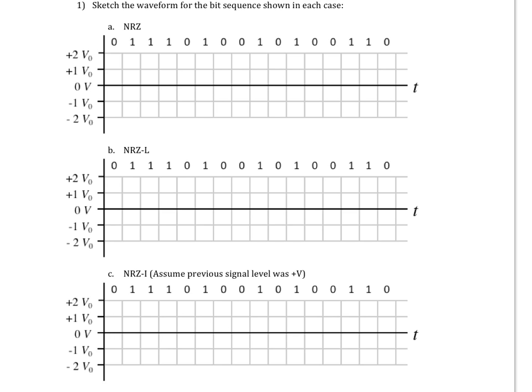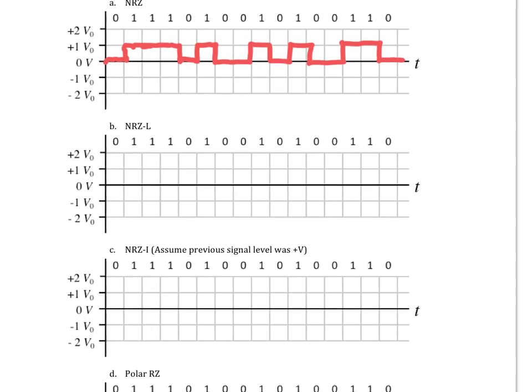In NRZ, we have a 0 voltage for a 0 and a positive V for a 1. So it goes something like this. Goes up for a 1, stays at 0 for a 0. If I can do it properly. Okay. And that's what it looks like. And so that's part A.